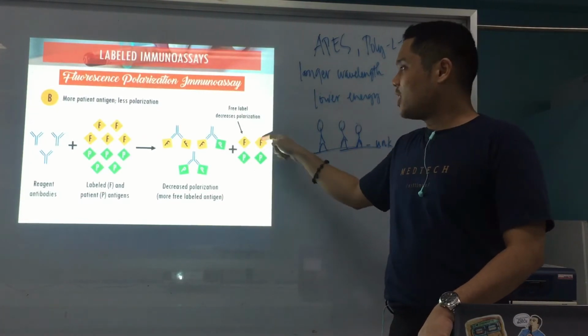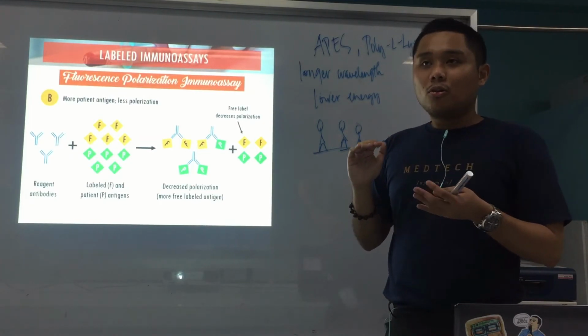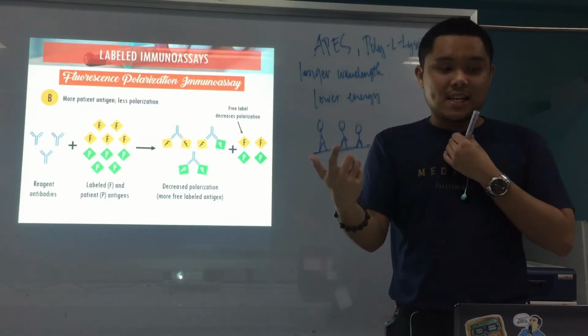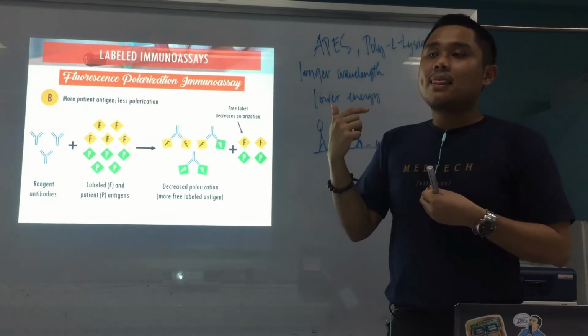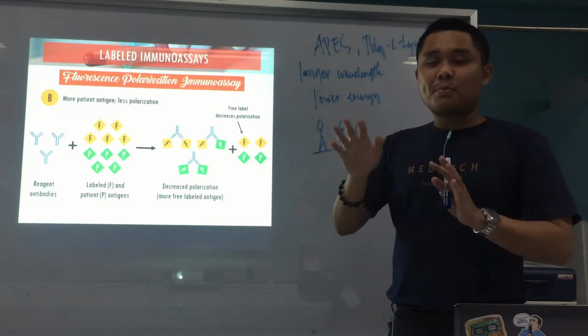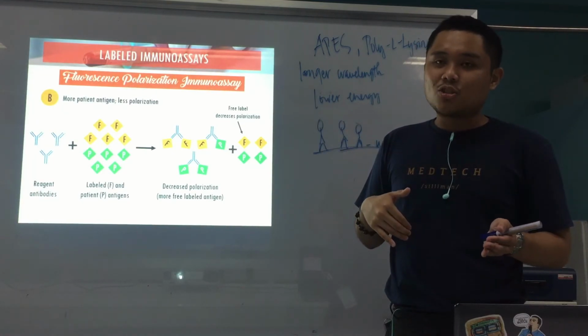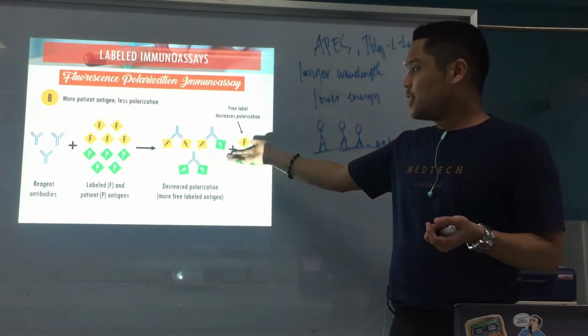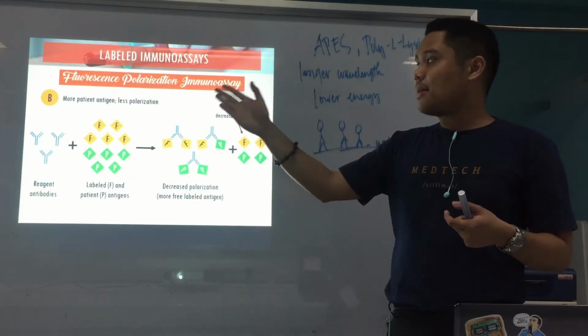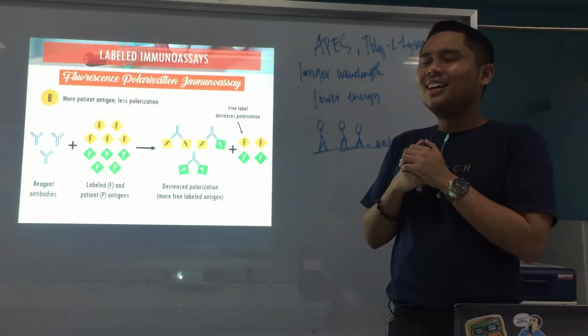Why? Because these molecules are small, and there are more of them, so they rotate rapidly. If they tumble rapidly, they decrease the polarization. So it is inversely proportional. If polarization increases, your patient antigen is less. If polarization decreases, meaning your patient antigen increases. Got it? I hope you got it.